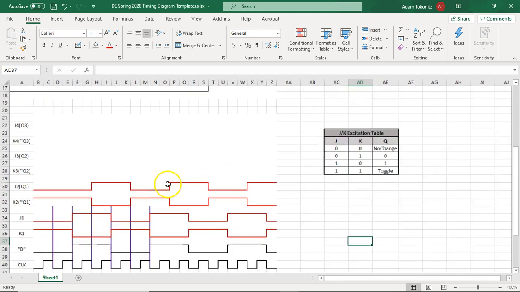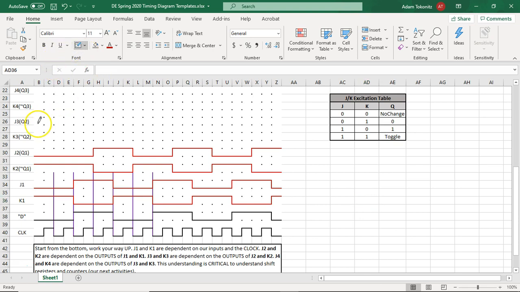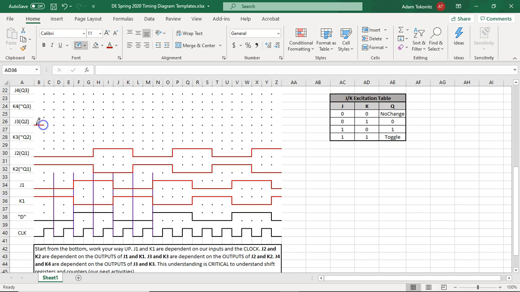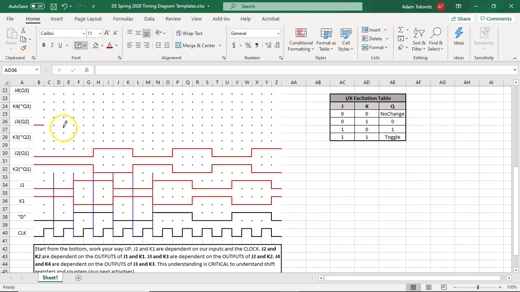I'm going to stay zoomed out so that we can see our clock signal here. So J3, we're only looking at J, and we're looking at what was the output of JK2. Well, at this point, from here to here, J was 0, K was 1, so Q is 0. So J3 is 0. J still 0, still 0, still 0. J went to 1 here.